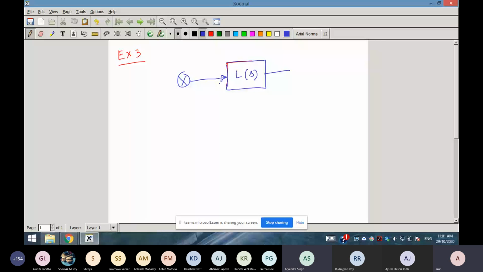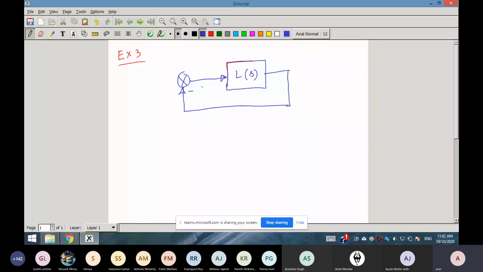Yes, sir. Sir, I have a doubt. In the loop transfer function, if there is a return gain, will that also be included in Ls? Yeah, all the things I have considered inside Ls. There is no other gain. Okay, sir, thank you. This is the diagram that I have drawn.